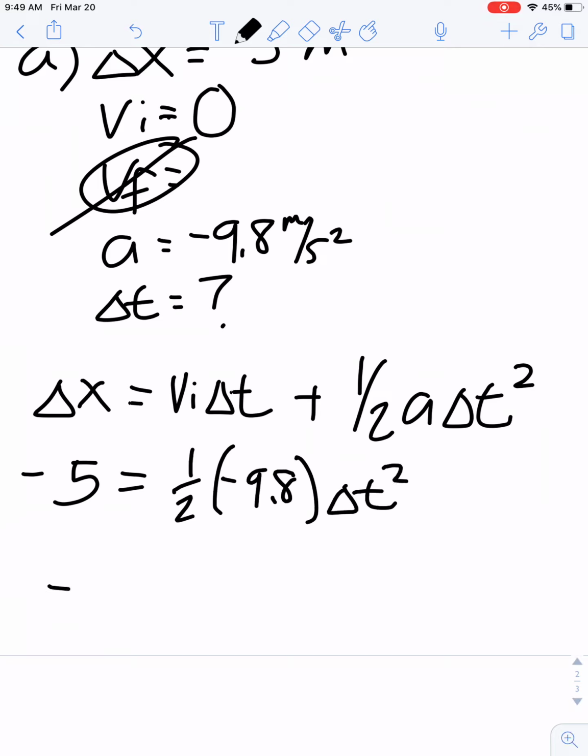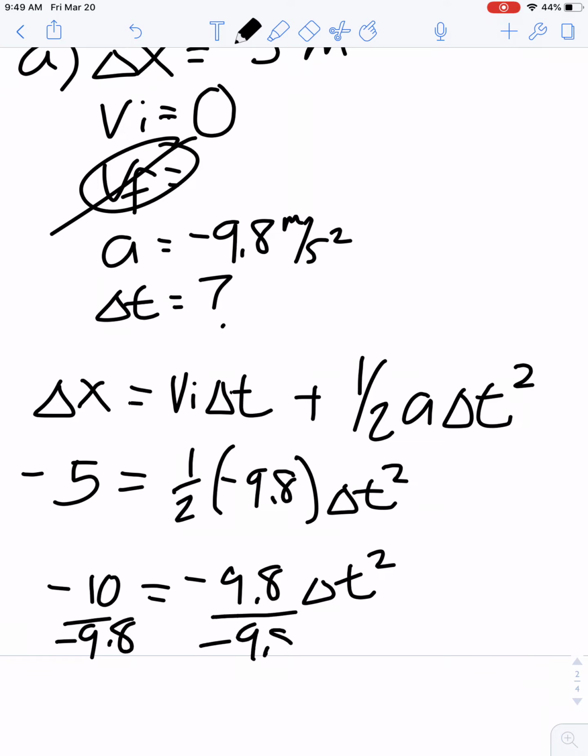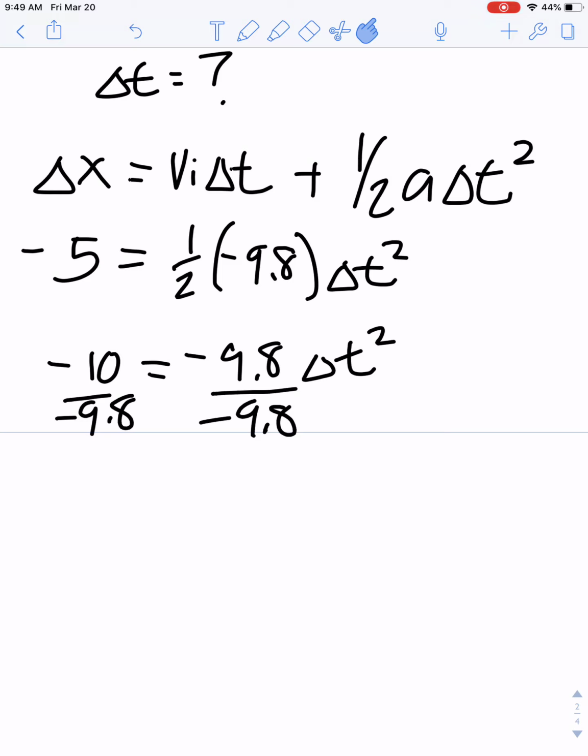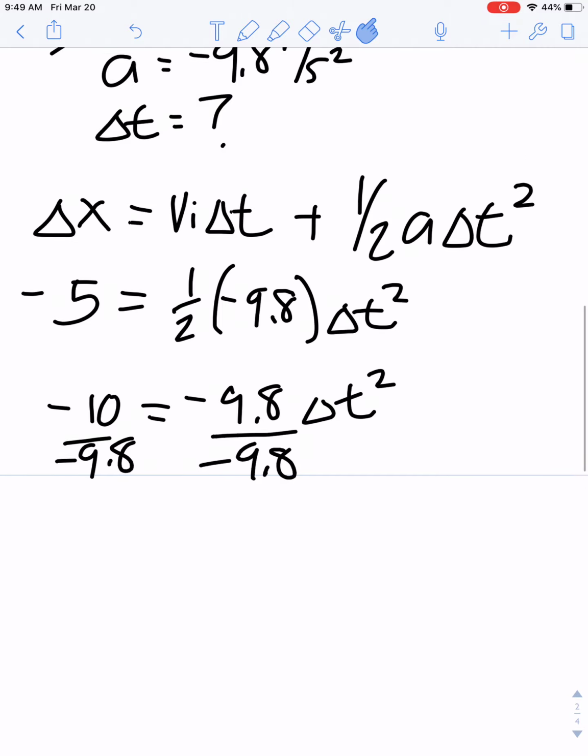How do I solve this? Well, I'm going to multiply. You can do this however you want, I'm just showing you how I would do it. Multiply both sides by 2, because algebra, I'm allowed to do that, right? Divide both sides by -9.8. And then I'm going to get a number here. So this is almost 1 on the left side. 10 divided by 9.8 gets me 1.02.